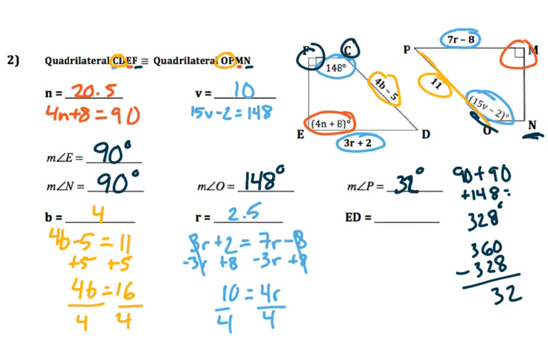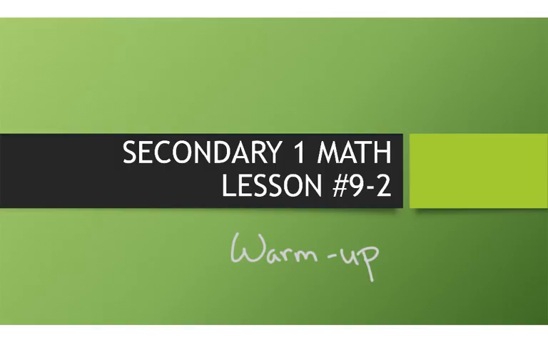Now the last one, ED. We want to find ED. Well, since we know R is 2.5, we're going to substitute 2.5 in for R in 3 times R plus 2. So instead of R, we put 2.5. And then we're going to add 2 to that. So that's going to give us the length of ED, which is 9.5 units. This concludes the video for the warm-up of Lesson 9.2 in Secondary 1 Math.